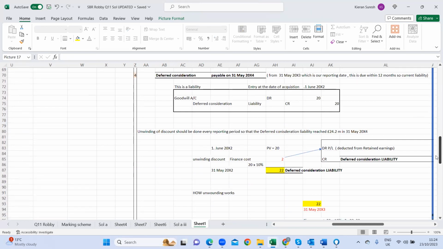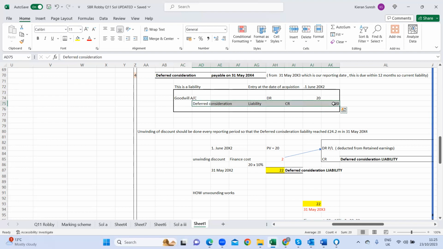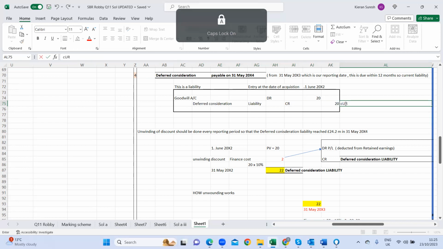So the deferred consideration here, initially I recorded it. Remember, I told you the double entry. Debit would have gone to the goodwill account. Credit is the deferred consideration, which is a current liability. We have done it, right? We did this as a current liability.